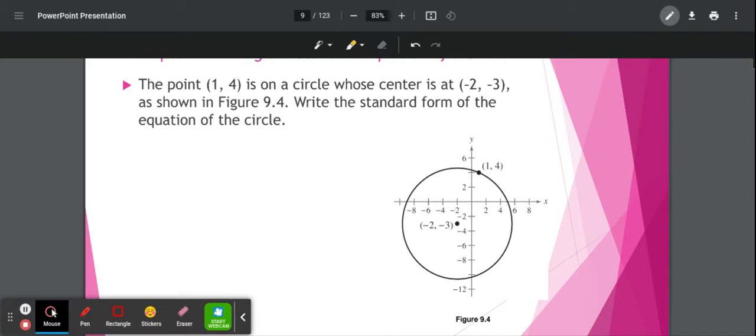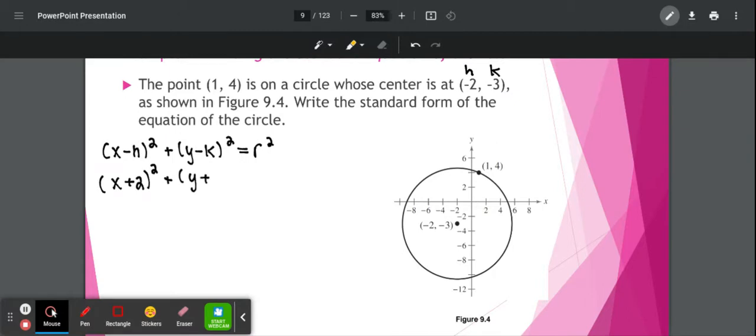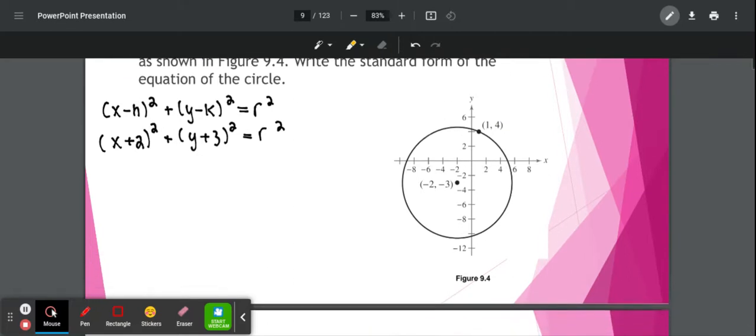Just as a reminder, your standard form is (x minus h) squared plus (y minus k) squared equals r squared. When we write our equation, we leave the x and the y. We know our h and our k: h is -2 and k is -3. So we get x minus negative 2, so (x plus 2) squared plus (y plus 3) squared, but we don't know what the radius is. So what we're going to use is the distance formula.